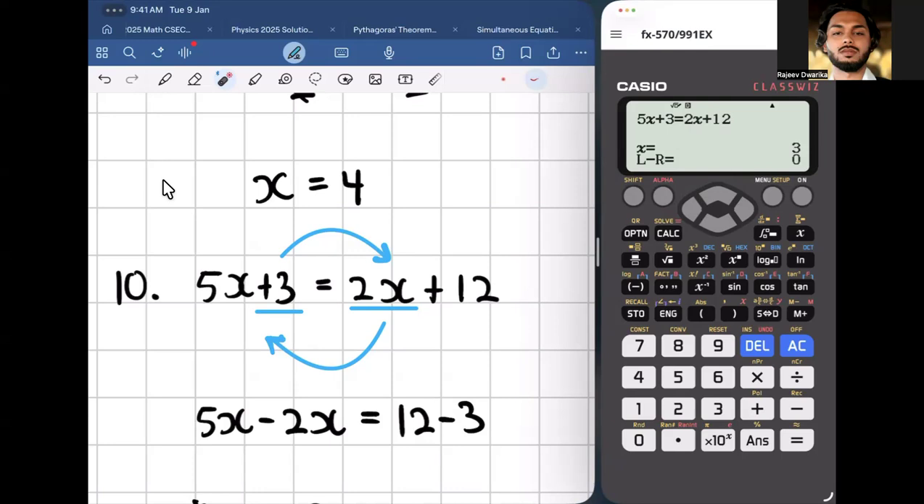Okay, so what do you have on the calculator? Do you have 5x plus 3 is equal to 2x plus 12? Yes. Okay, did you press shift calc? Yes. Did you press equal after that? No. Yeah, press equal. This equal button. Press this.